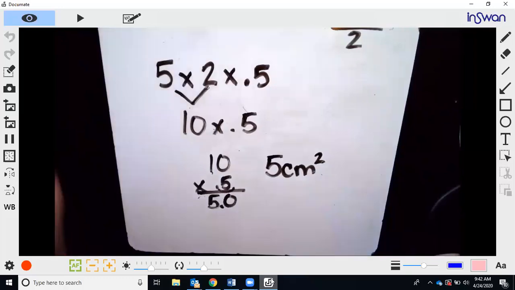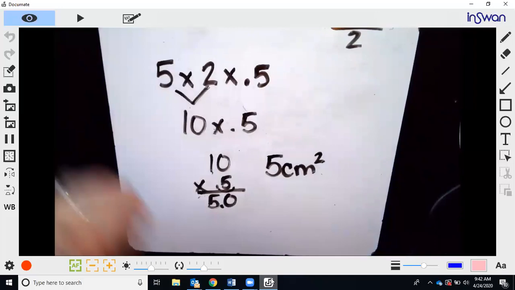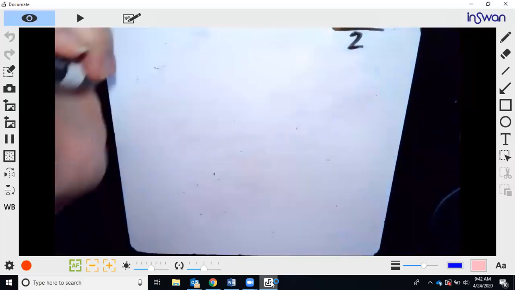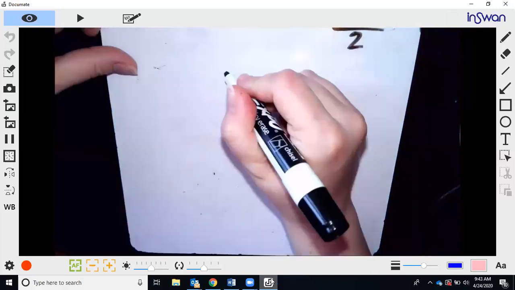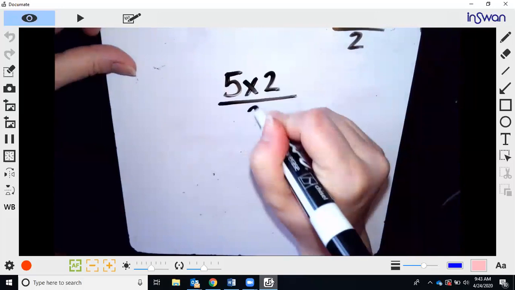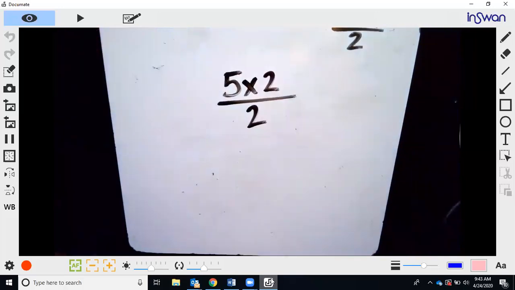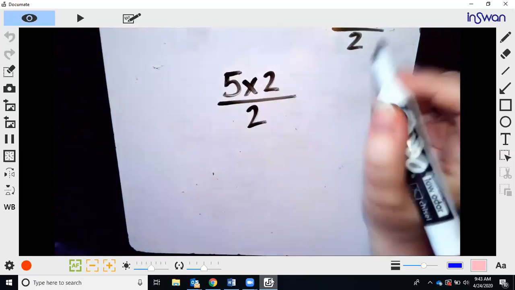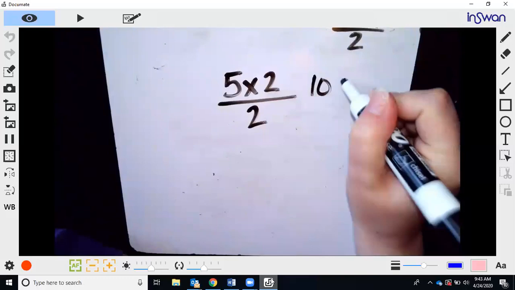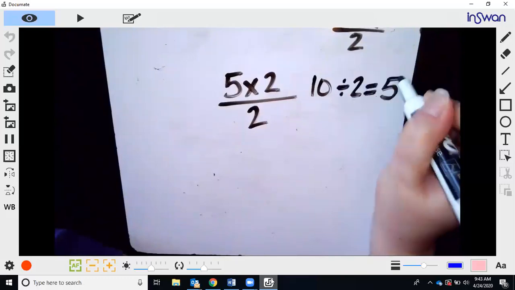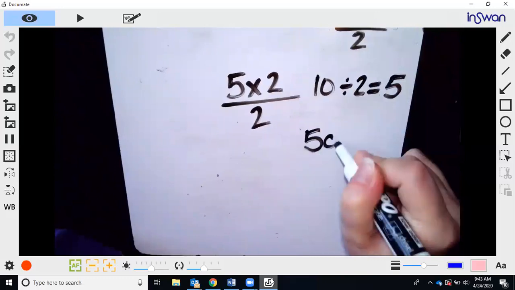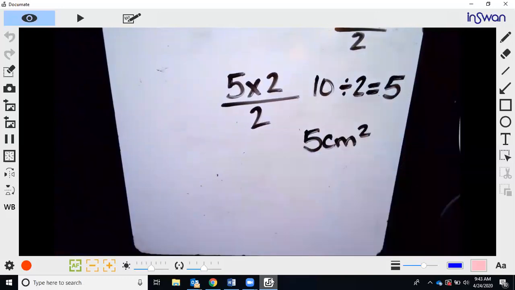So you can do it that way. That's one option. Another option that I find a little bit easier, and that I think will be a little bit easier for most of my 5th grade friends, is we're going to just divide the base times height by 2. So when I do this, I have 10. 5 times 2 gave me 10. And I'm going to divide it by 2, which gives me 5, or 5 centimeters squared. You can do it either way, whatever works best for you.